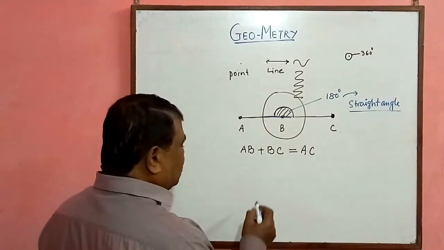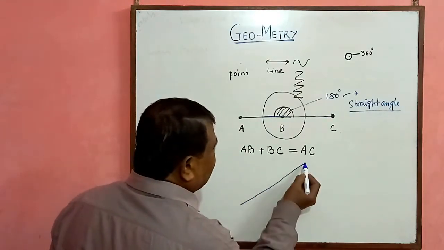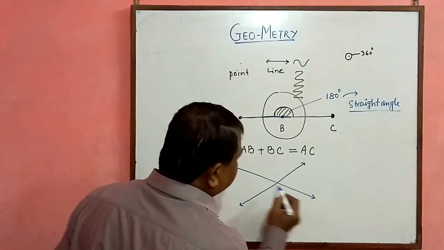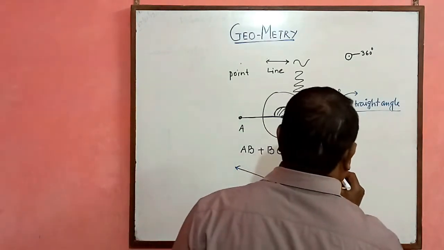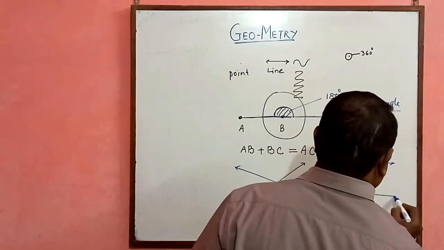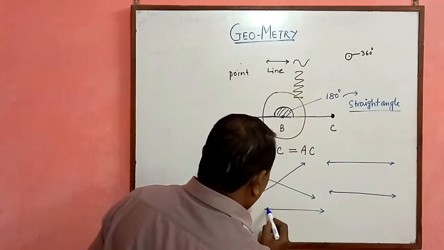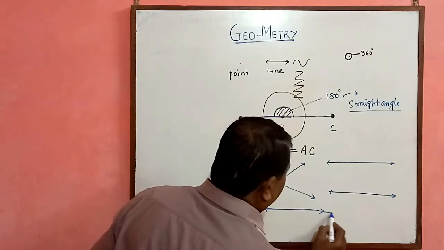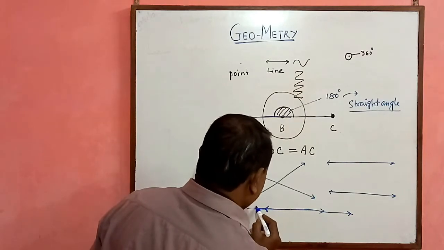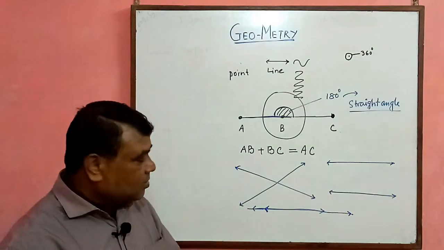Now two lines, if I choose two lines, may intersect, two lines may pass in such a way so that they will never meet, and one line may pass over another line. One line is passing over another line. This way, there are three conditions for two lines.